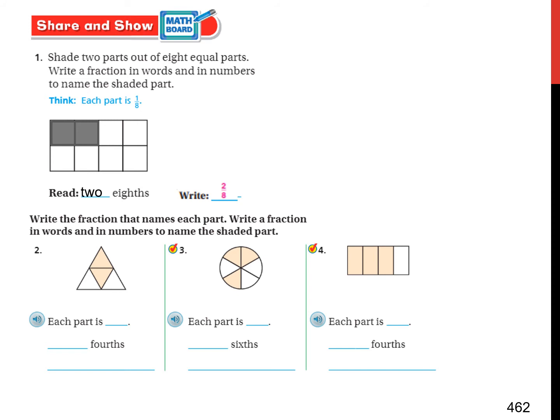Question 2. The triangle is divided into 4 equal parts, and 2 parts are shaded. Remember, each part is 1 out of 4. And I have 2 shaded parts out of 4. Again, each part is 1 out of 4. The shaded parts are 2 out of 4, 2/4, or I can write it in numbers 2 out of 4.